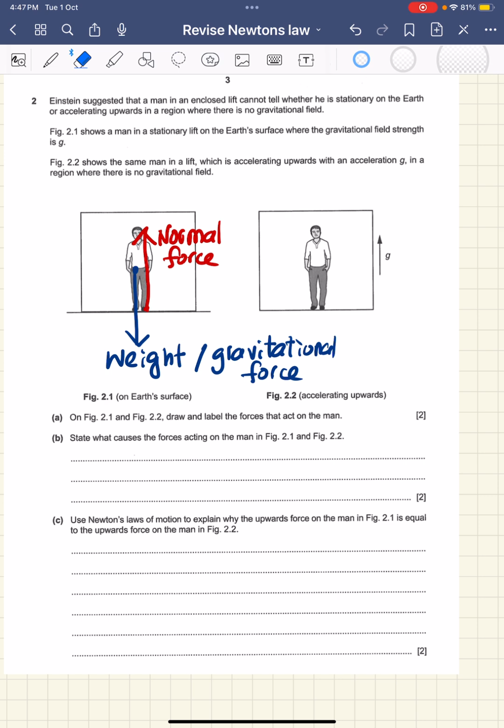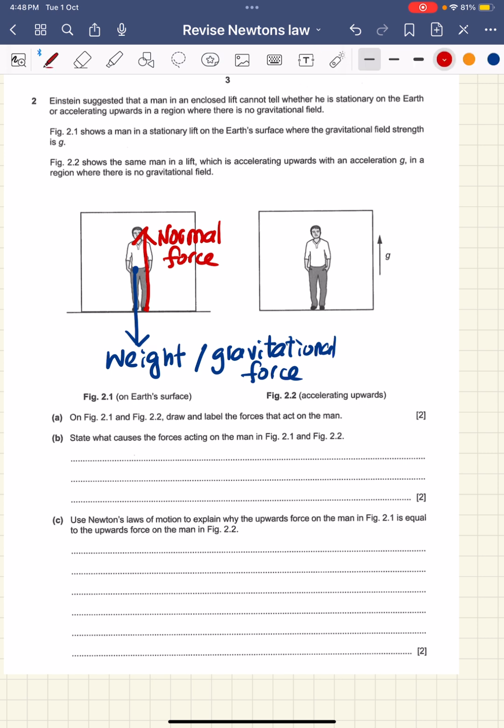Now on figure 2.2, this is for the man who is at a region where there is no gravitational field. Which means that there isn't any gravitational force per se. But the man is accelerating upwards. So he does have a net force acting on him because he is accelerating.